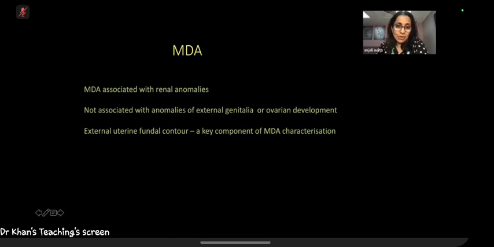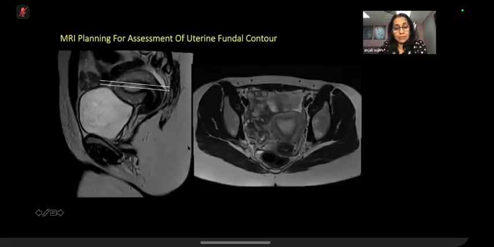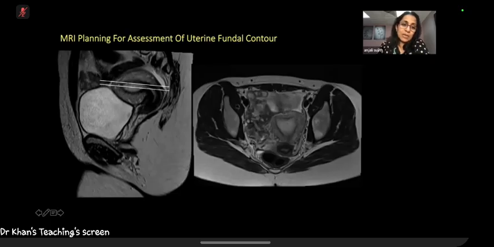So these are the key points to remember regarding Mullerian duct anomalies. Associated renal anomalies are there, and external uterine fundal contour is a key component of MDA characterization. Now, when you assess the uterus for fundal contour on MRI, you have to get a true coronal of the uterus.